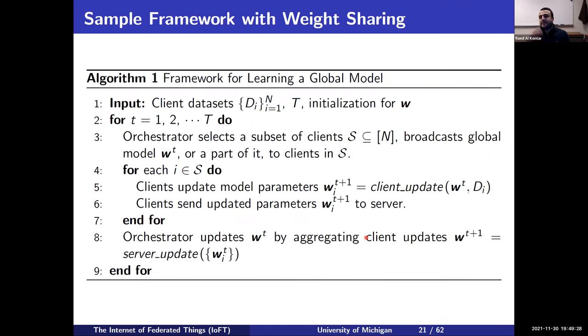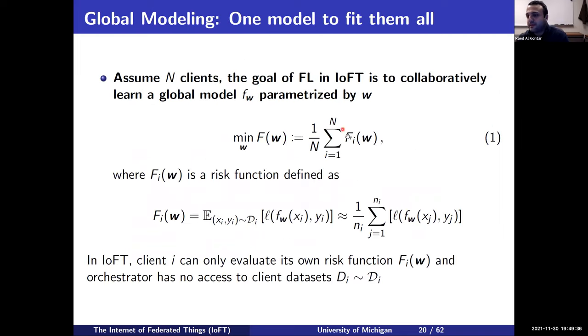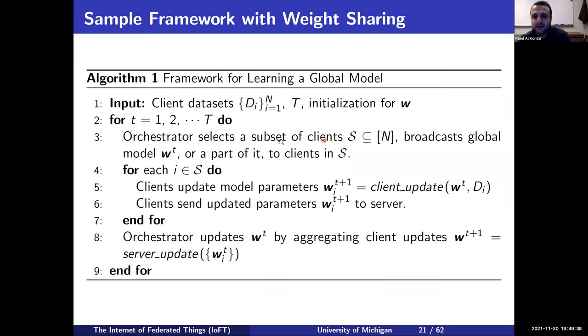So let's talk about just a general framework, a sample framework where we are doing weight sharing, to learn this empirical risk minimization problem, the average over all the clients. The input is the data sets from each client, located at the edge. Then in one communication round, let's start with communication round t, the orchestrator will select a subset of the clients and send them an initial model. Let's say this model is just the weights of a neural network, and also definitely the architecture: what is the neural network that we want to learn?